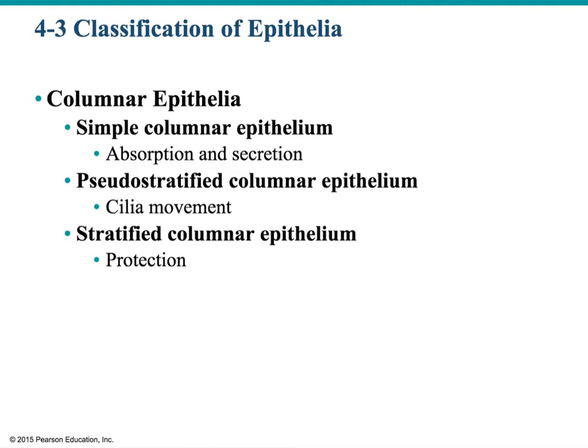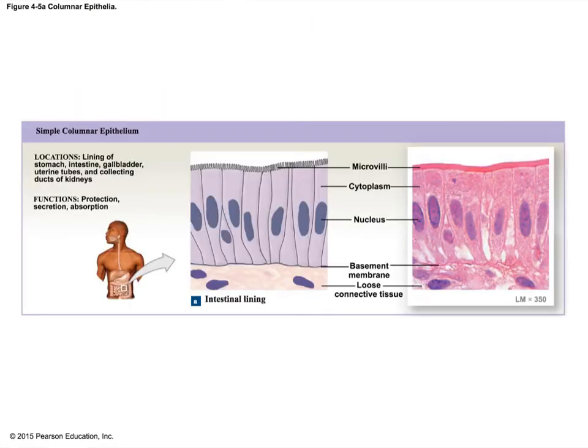That brings us to columnar epithelium. There are 3 types we have here. We have simple columnar, pseudostratified columnar, and stratified columnar. The simple columnar absorbs and secretes. Pseudostratified columnar has cilia movement. And the stratified columnar protects. So we'll go through those following this slide.